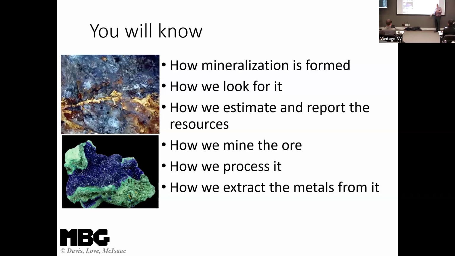How we mine the ore, so both open pit and underground mining. We'll talk about this. How we process it, so the different types of the ore we send to the process plant goes through a different series of processes through the plant, and then from there we produce either a concentrate or a metal. But basically, we concentrate it and then we extract the metal from these minerals. That's what we'll cover over the next 2 days.